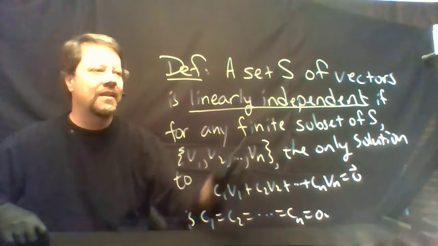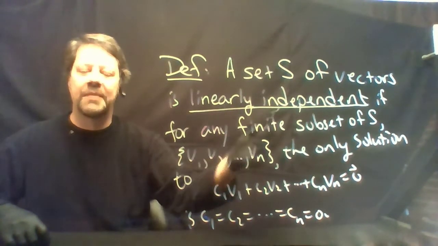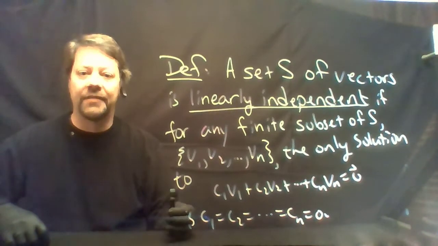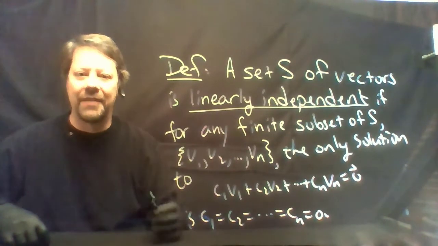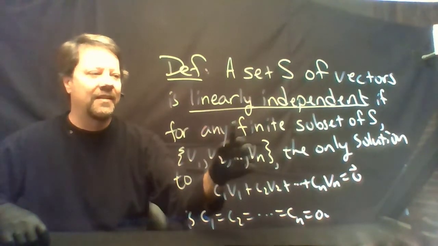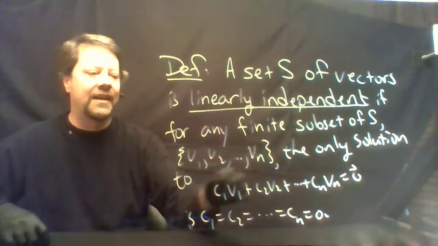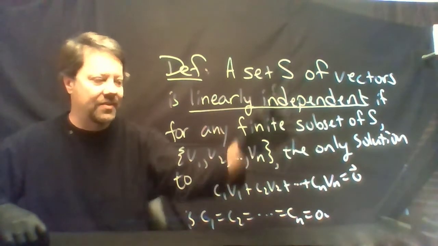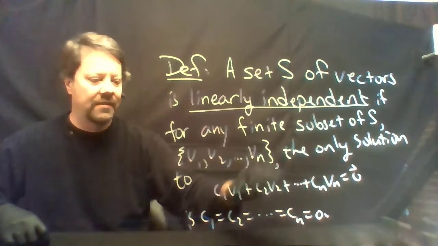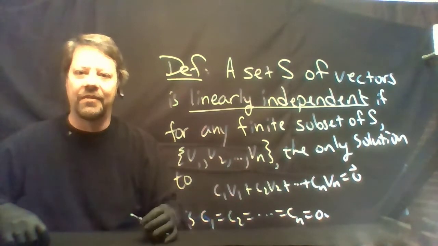In other words, a set of vectors is linearly independent if and only if, because definitions are always if and only if statements, every linear combination of elements of S that give you the zero vector will have 0 coefficients.